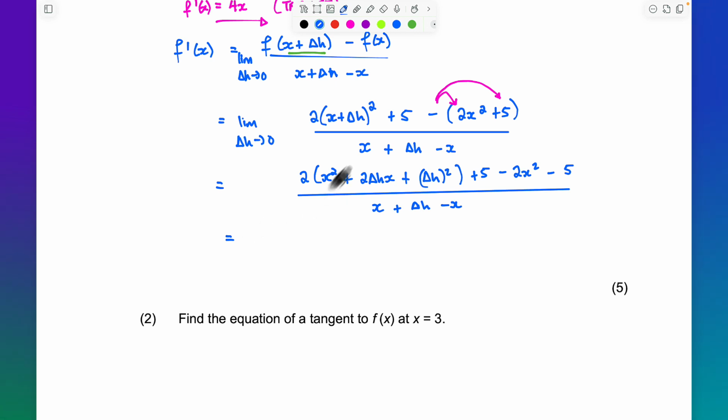And then this is equal to, so let's simplify. This 2 multiplies into the bracket. So the 2 has to multiply by each and every one of these terms. So that's going to be 2 multiplied by x squared. This gives you 2x squared.